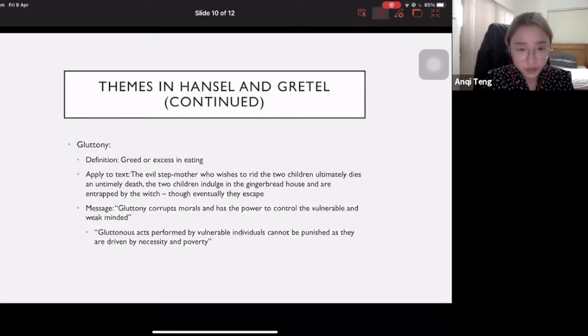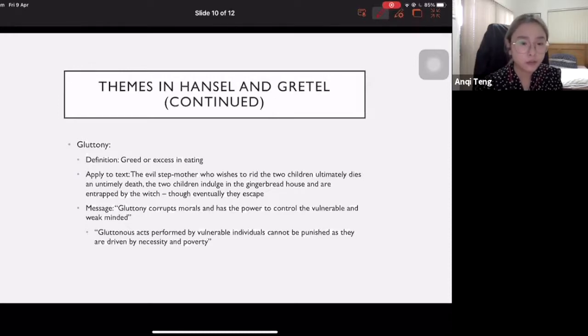Okay. So how do we apply gluttony? First of all, we see it in the evil stepmother. Right? The evil stepmother who wishes to get rid of the two children ultimately dies an untimely death. It's her greed and her gluttony that forces the father to abandon his own kids and leave them to die in the woods. But at the end of the story, even though we don't hear it or see it happen, we know that she dies. Right? She doesn't get the happy ending that she would clearly not deserve.